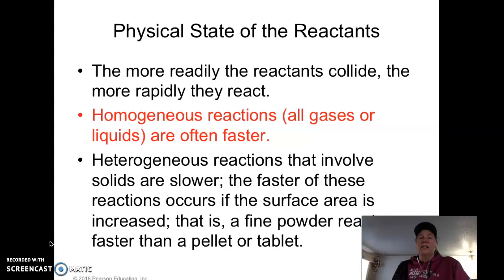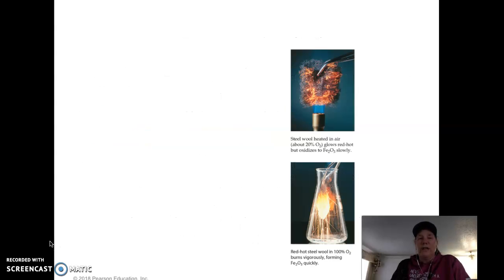A heterogeneous reaction, if you have solids, is going to be much slower. If you want a solid reaction to happen faster, it's better if it's in a fine powder, because you increase the surface area, so you have more area for it to interact with than if it's a pellet or a chunk. And we know that when you're making a solution, if you have chunks in there and you're trying to stir it up, you kind of chop up those little chunks so that they're smaller, and then the reaction happens faster. Okay, so those are some of the things that can increase your rate of reaction.